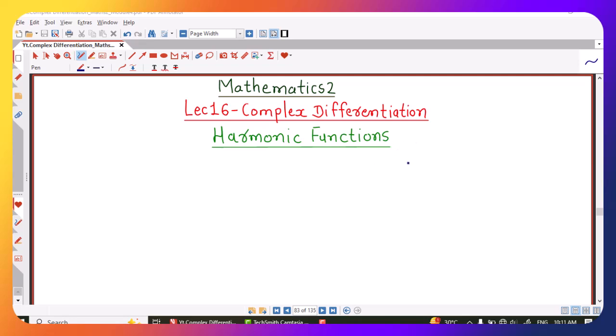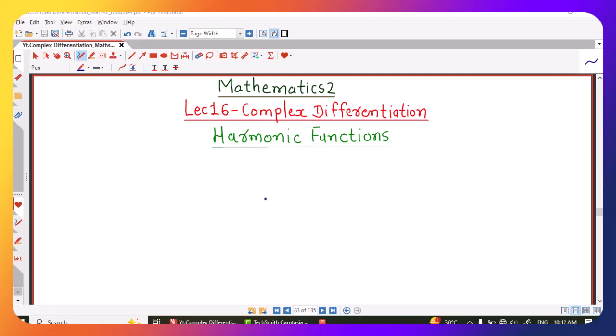Now we are familiar with the use of Cauchy-Riemann equations in determining the differentiability as well as analyticity of a complex function. In this lecture we are going to understand harmonic functions. We will see what the definition of a harmonic function is and how we can check whether a given function is harmonic in a given domain.